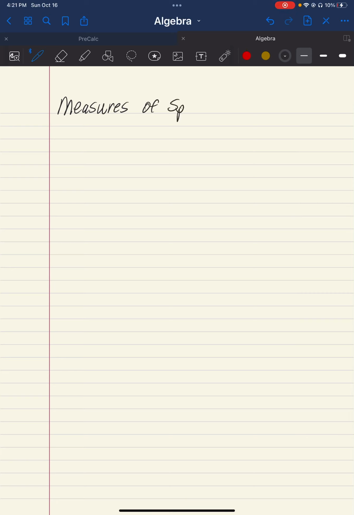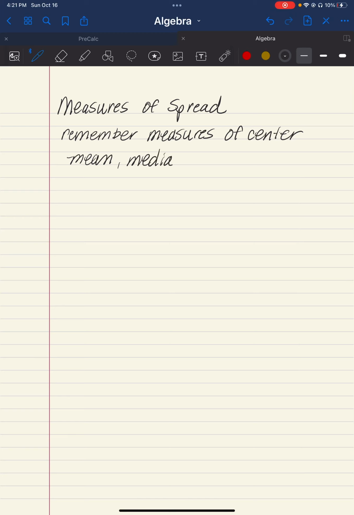What does that mean? Well, we've talked about measures of center. Remember, measures of center. That was the mean, the median, and the mode. Those are three different ways to measure center. And then we also talked about shape. So remember, measures of shape.